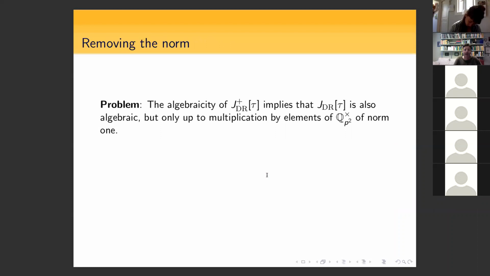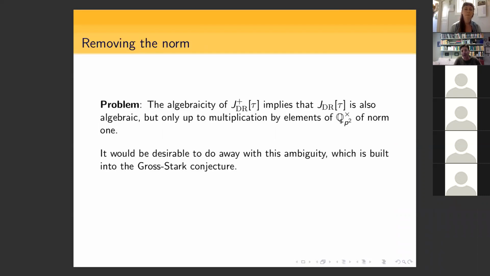So the problem that arises now is that this algebraicity of J Dedekind Rademacher plus implies that J Dedekind Rademacher of tau is an algebraic number, but only up to multiplication by elements of norm 1 in the multiplicative group of the quadratic extension of Q_p. So that's a rather weaker statement than what we'd like to show. We'd like to get the algebraicity of the full invariant. So we'd like to do away with this ambiguity, which is somehow built into the framework of the Gross-Stark conjecture, which only considers derivatives of p-adic L functions relative to a certain variable, which you might view as a cyclotomic variable, so to speak.